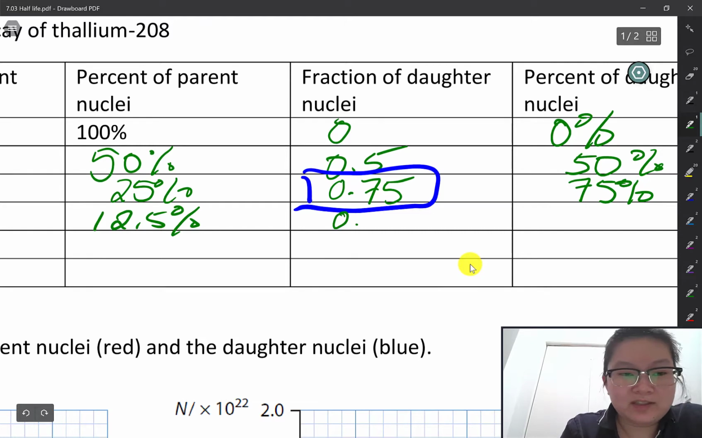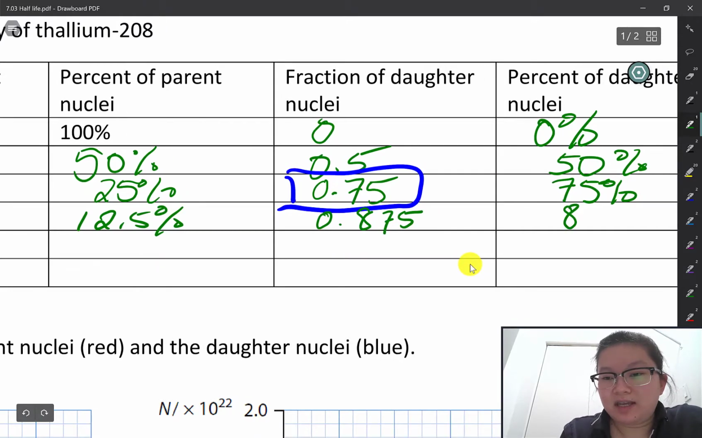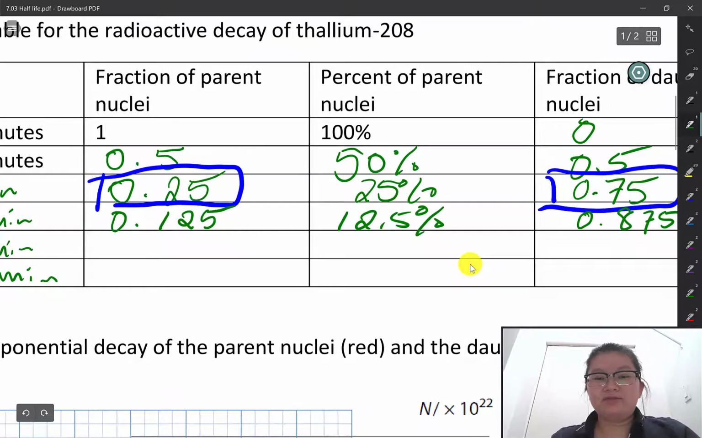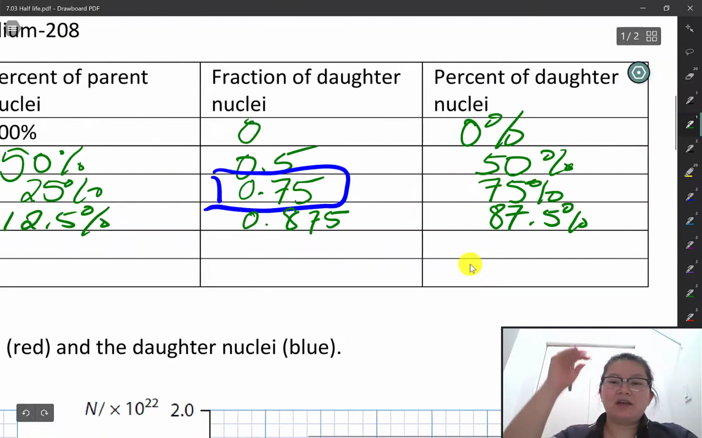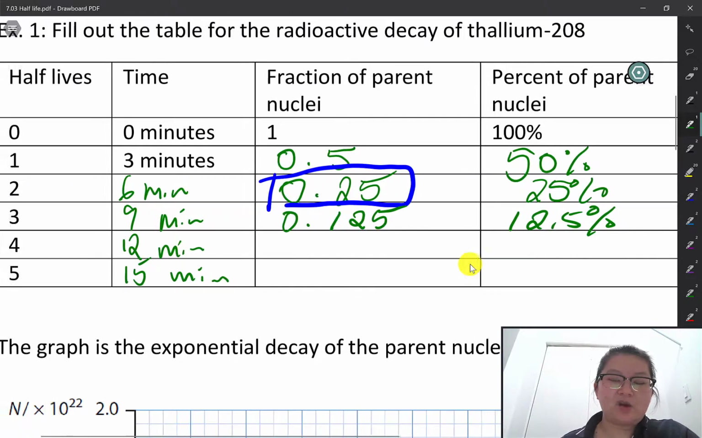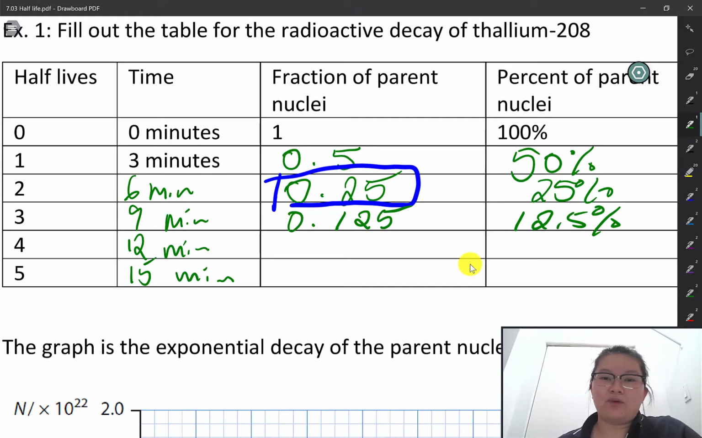We've lost that again to the daughter, which is 0.875, so 87.5% daughter. Notice that in the first half-life there's a stark increase in the amount of daughter, then it starts to slow down. It represents very well how radioactive decay works. At the very beginning you have really high radioactivity, and then over a long period of time your activity drops to very low, but you're still going to get a bit, and a bit.